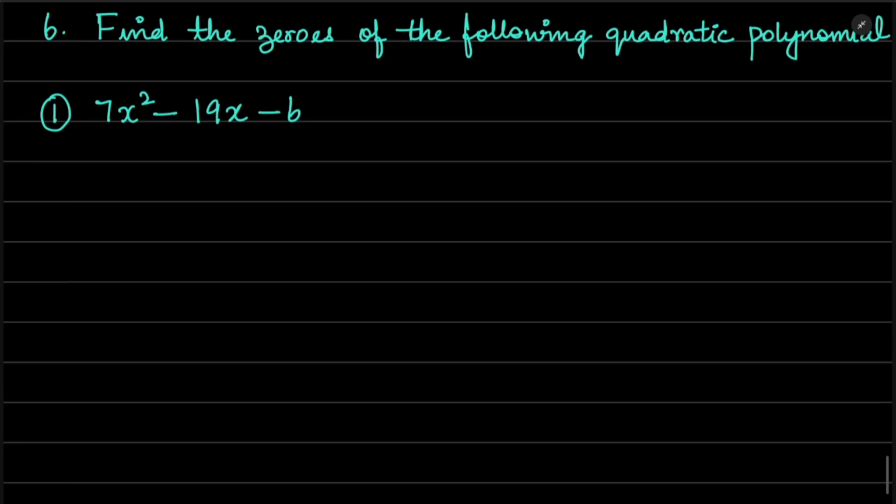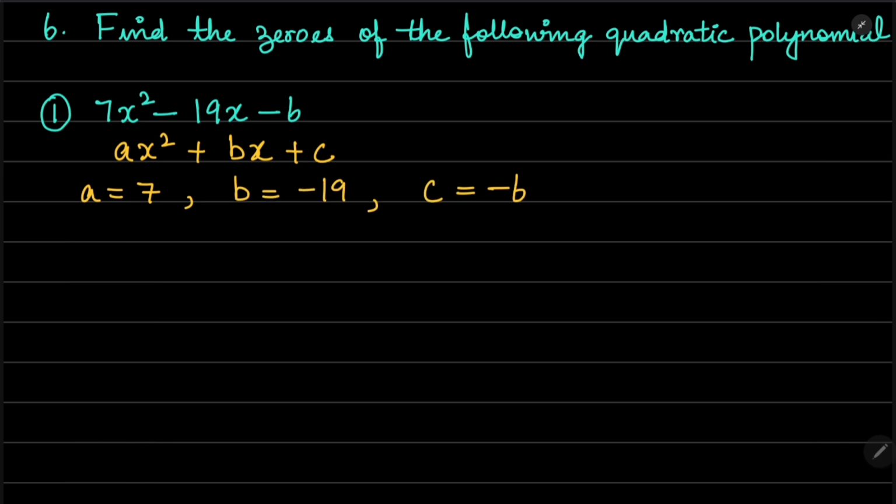Find the zeros of the given quadratic polynomial. The question is 7x square minus 19x minus 6. This is again of the form ax square plus bx plus c. What is a? A is 7. What is b? The coefficient of x, which is minus 19, and c is the constant, minus 6.